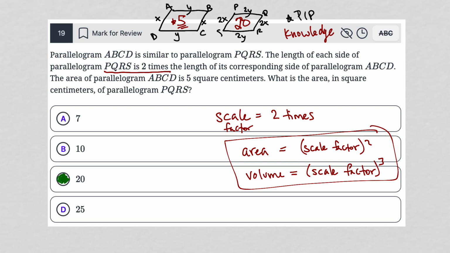So hopefully that makes sense. The scale factor, and then you square it, and then you use that to figure out how much more than the original the new shape's area is. If, again, this were 3-dimensional and it asks for volume, we take that same scale factor, cube it, and then multiply that number by the original volume of the original shape. So the answer here is choice C, 20.